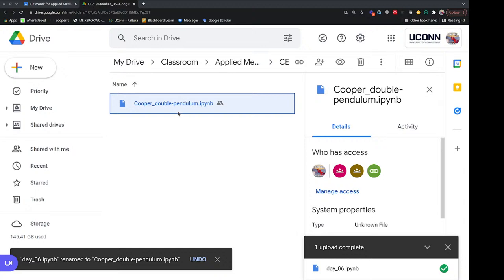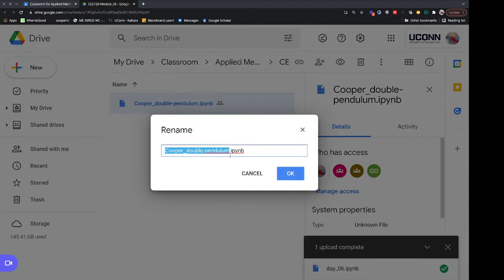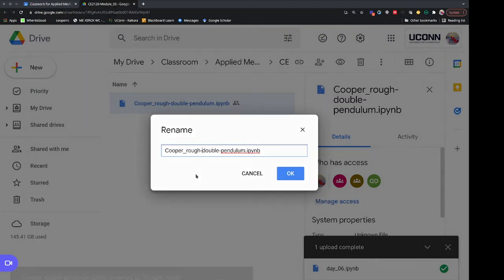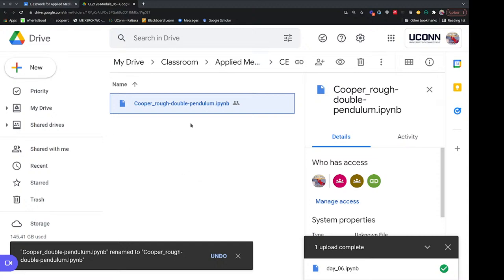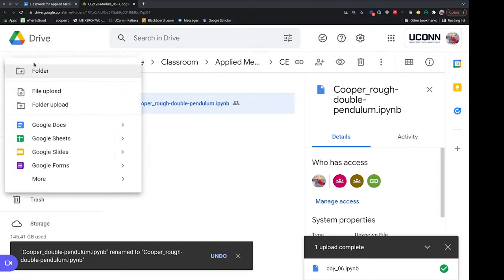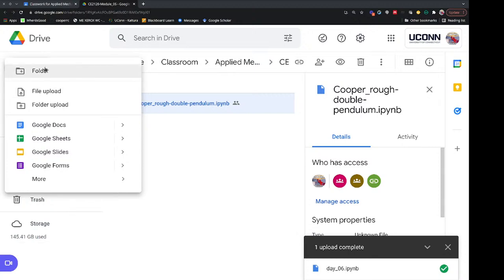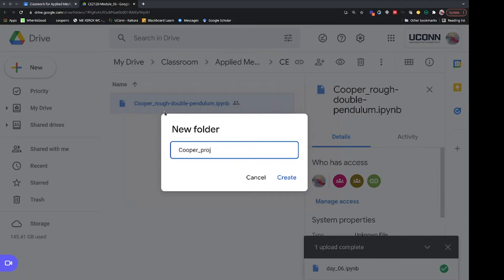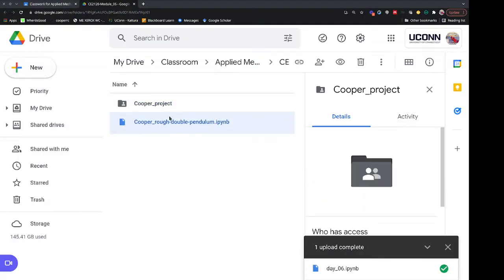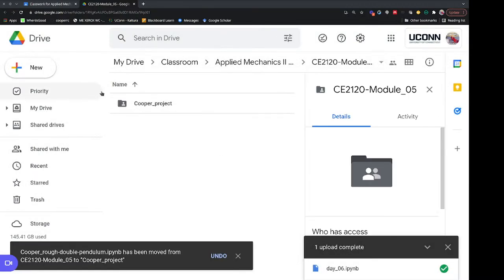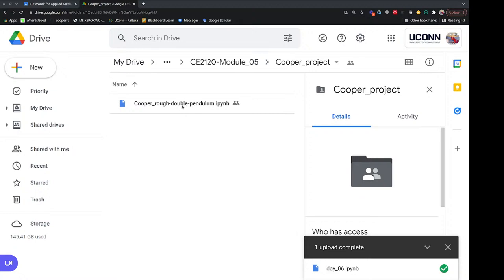And because this is a work in progress, maybe rename it again to say rough draft, rough double pendulum. If there's multiple files that you want to share with someone, you could also make your own folder. Just call it Cooper Project or your own. Obviously don't call it Cooper Project because then someone would assume that that's my project. Then you could just put your file in there and that's fine. So something like that. And that's for putting up a notebook. Notebooks you can open up directly in the Google Drive folder.